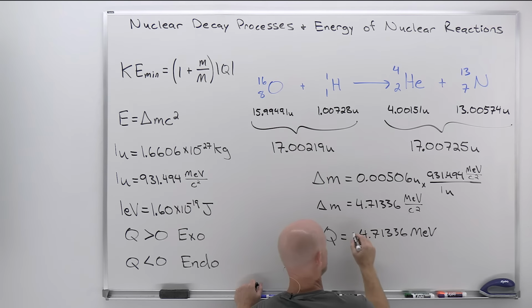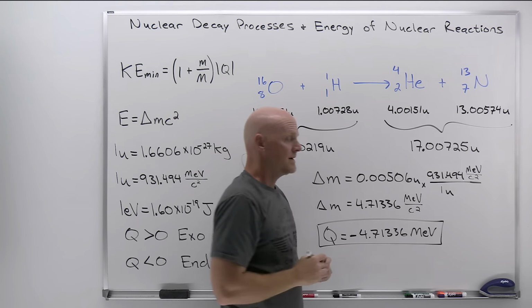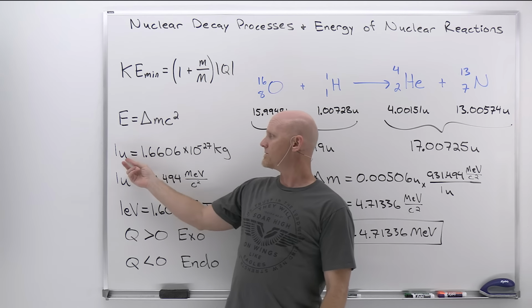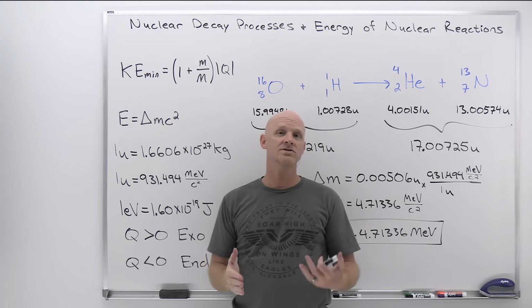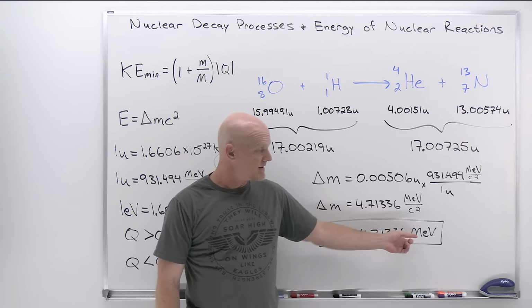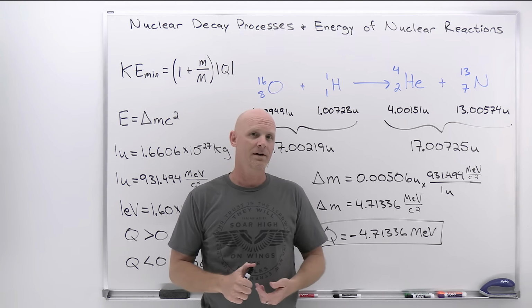But keep in mind, this is an endothermic reaction, which we define as having a negative Q value. This is a much faster route of calculating it than turning our unified mass units into kilograms, getting joules, converting joules to electron volts, and then to mega electron volts. And it's pretty common to report these Q values in mega electron volts, making that last conversion so convenient.